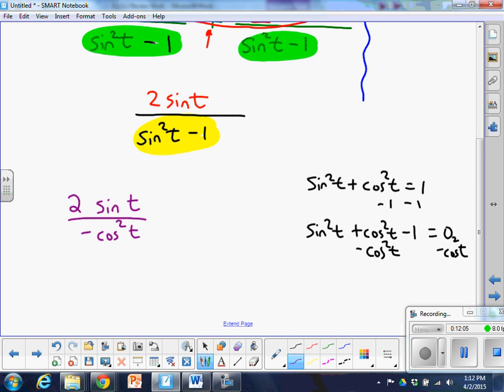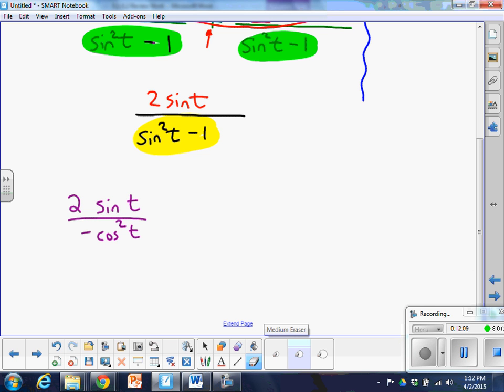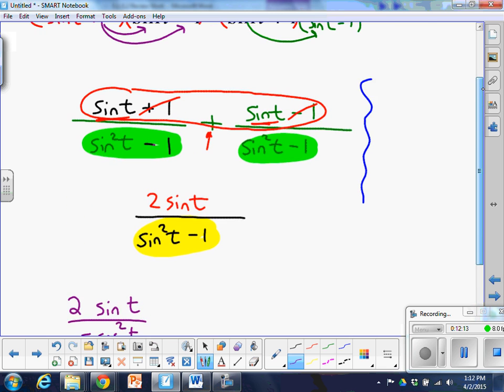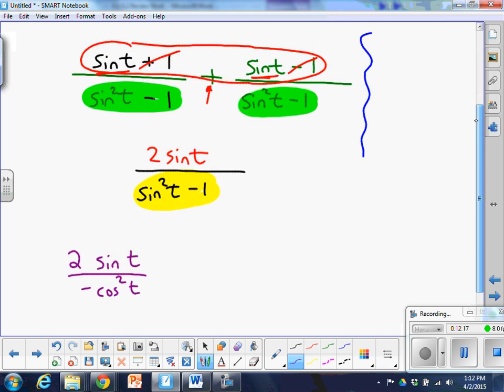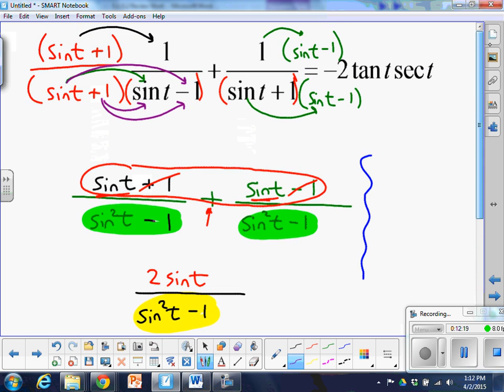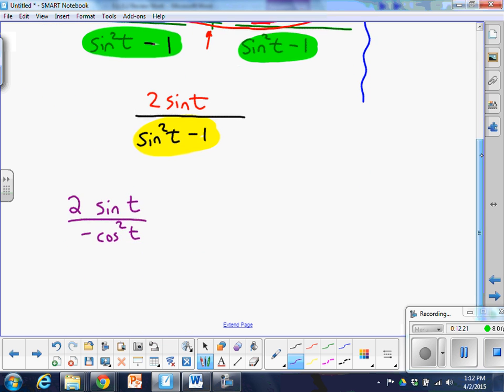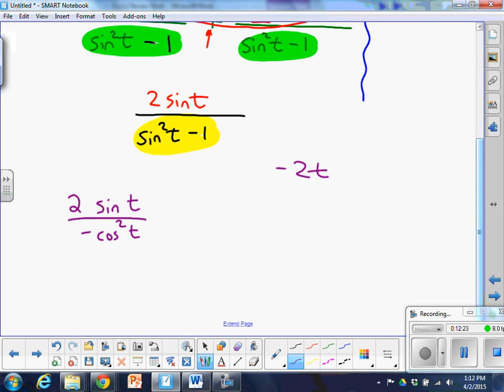Okay. And let's see how we're doing. Let's look back up at the other side here. The thing we're trying to prove that it's equal to is negative 2 tangent t secant t. So now might be a good time to work with that side if you want to. So let me just write that down here. Negative 2 tangent t secant t. Can we prove that that's the same as what we have on the left there?